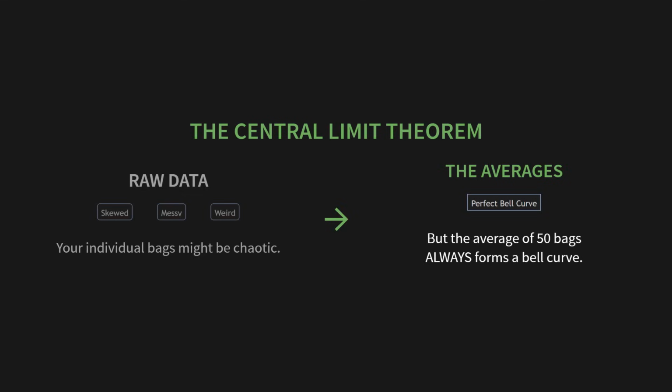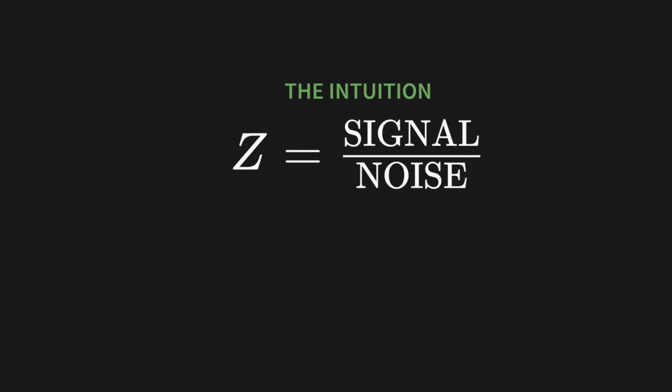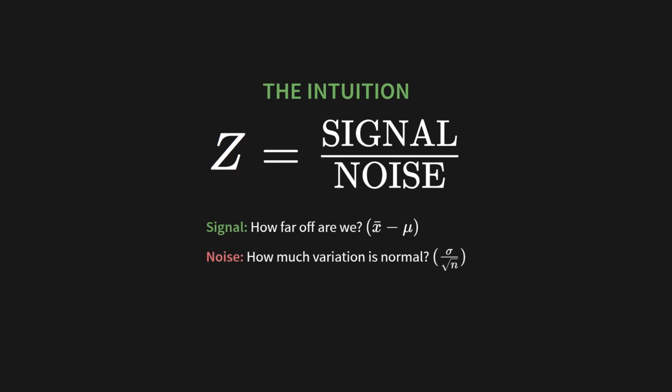Because of this, we can use a simple formula to measure how surprising our result is. The intuition is all you need to remember. Think of it as a ratio. Z equals signal divided by noise. The signal is how far off we are. That's our sample average, X bar, minus the target, mu. The noise is how much variation is normal. That's the standard deviation, sigma, divided by the square root of our sample size, n. All this formula is really asking is, how many standard deviations away is this result? That's it. So let's run our chip factory problem through the 4-step algorithm.